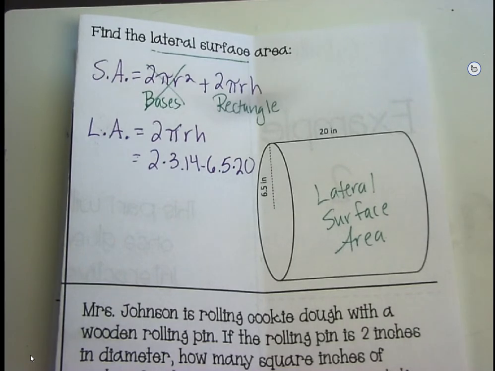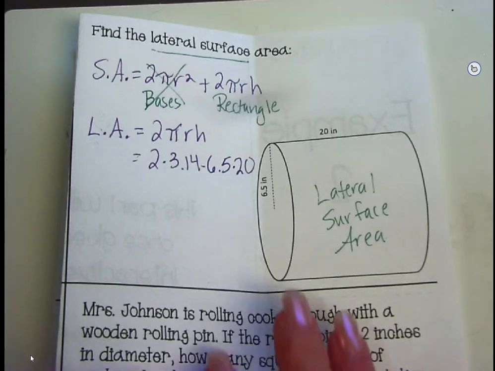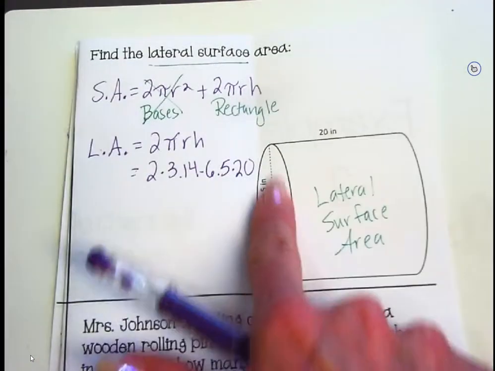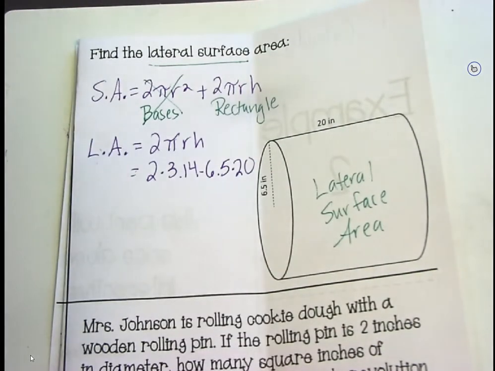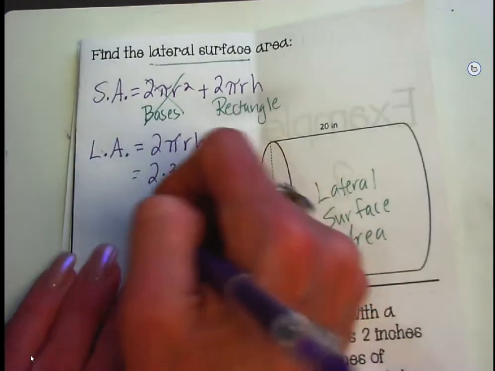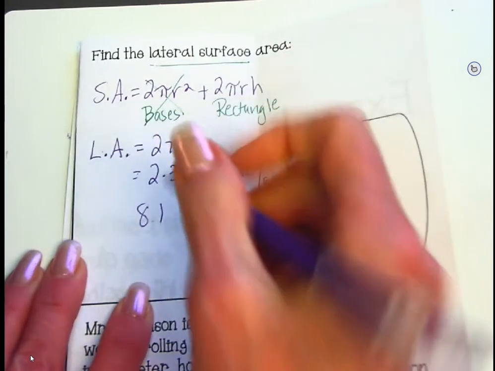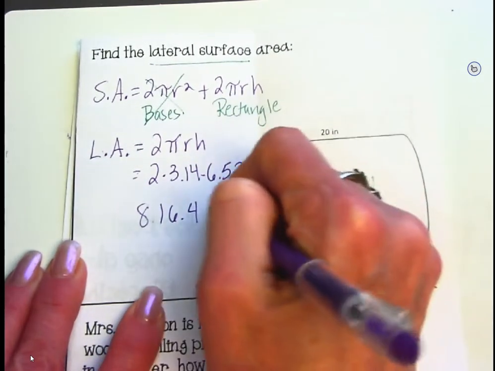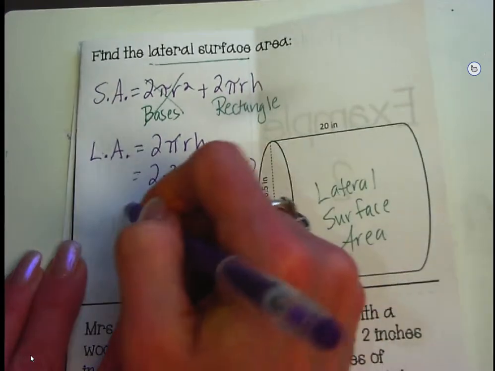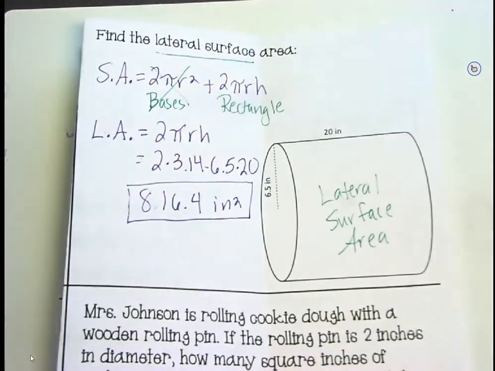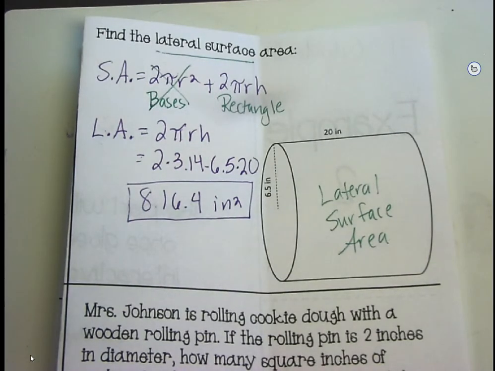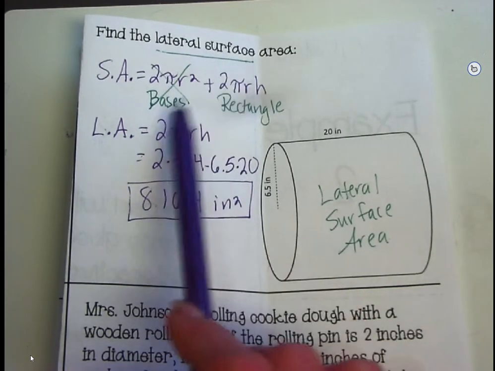Let's see what you guys came up with. So again, I didn't need the first part of the formula because it's only asking for lateral surface area. So the lateral area is 816.4 inches squared. Make sense? That's another reason why we needed to devise the formula before I gave it to you. So you'd understand that there are two circles. So when you see this part of the formula, if it's just asking for lateral area, you can get rid of it.